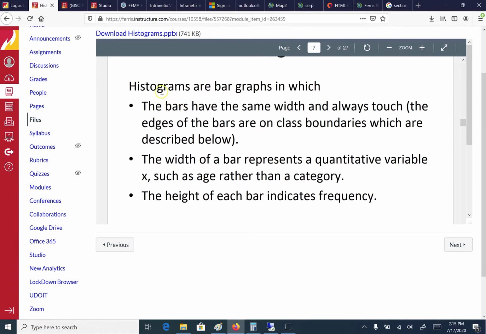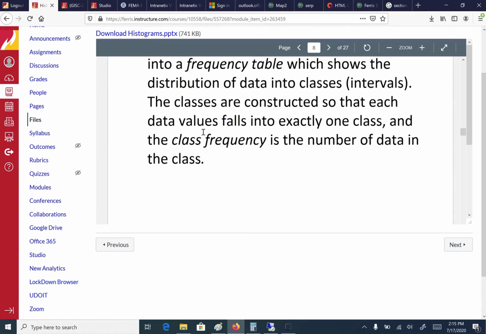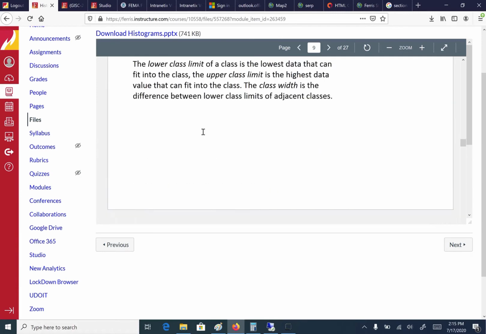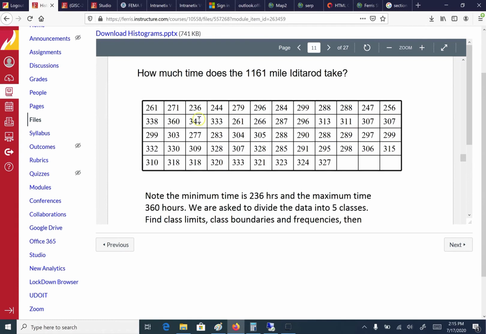So basically, histograms are bar graphs. They're frequency representation charts. So let's take a look at how much time the 1161-mile Iditarod takes. And these are the contestant times in hours.